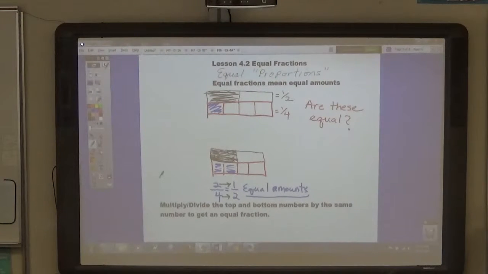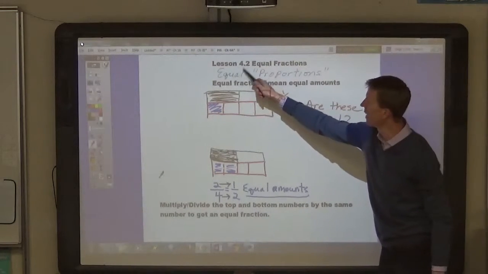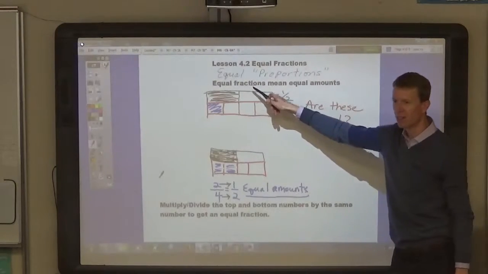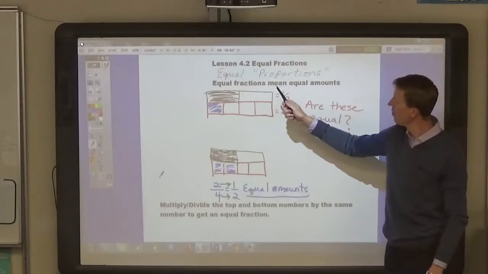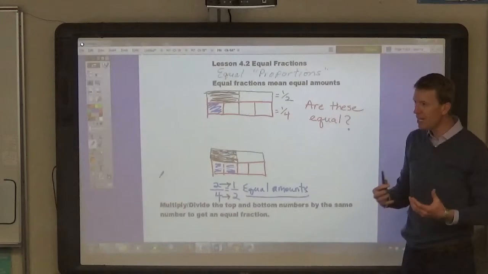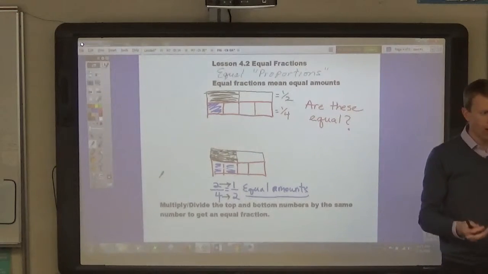All right, sixth graders, today we're talking about equal fractions. And I want to focus on this term equal for a second. Okay? Equal fractions. What do equal fractions mean? What does it mean to have equal fractions?